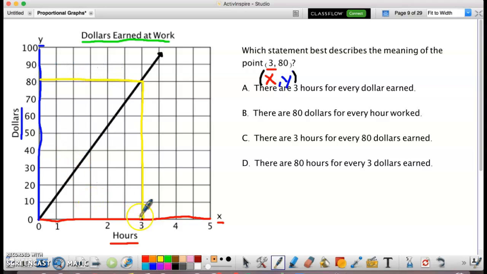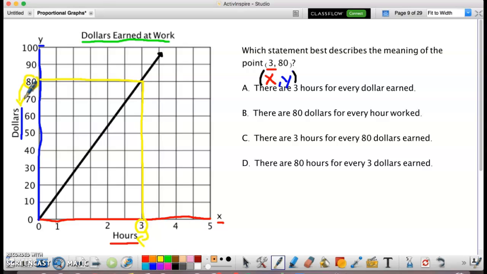Okay, so we need to know what those numbers are telling us. That means in 3 hours, there are $80 earned at work. So we need to be very careful when we match up our multiple choice options. We are looking for an option that says something about 3 hours makes $80.